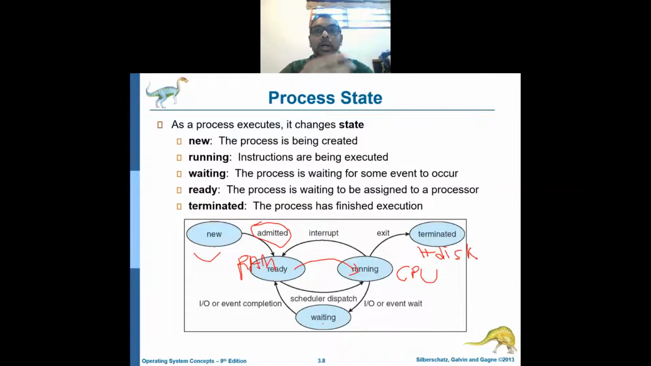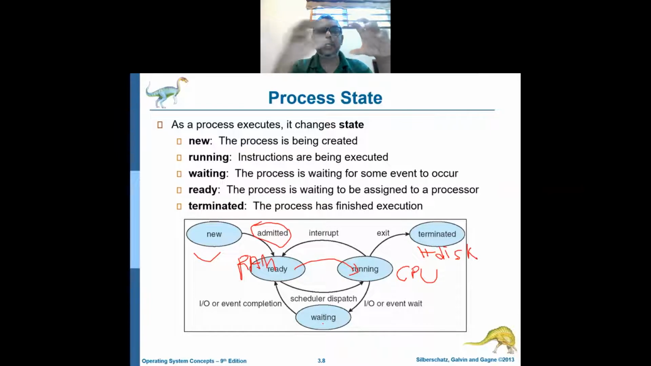So always remember there are five states: new, running, waiting, ready, terminated. You need to remember all of these states and where they are. The new state is inside your hard disk. The ready state is inside your RAM. The running state is inside your CPU. The terminated state is inside your hard disk as well. And the waiting state is inside the RAM.